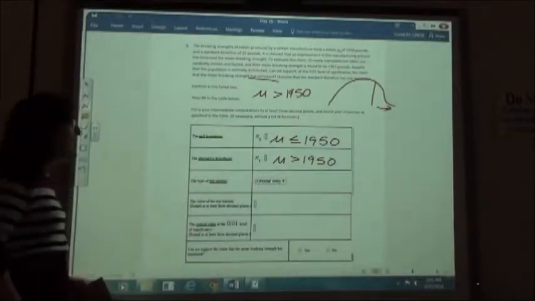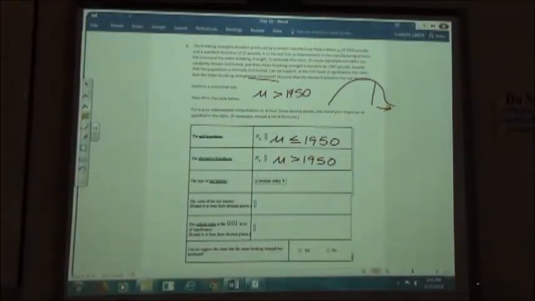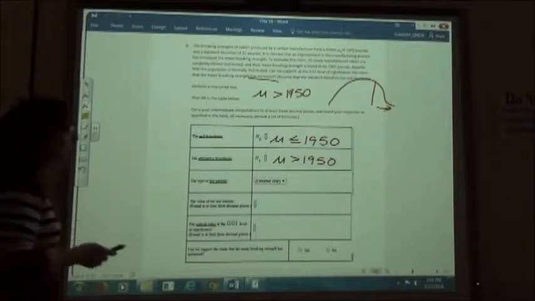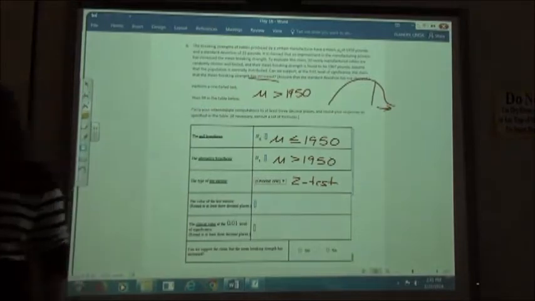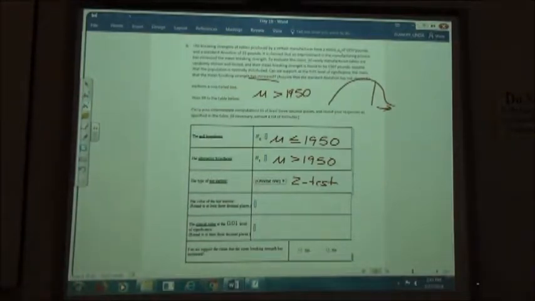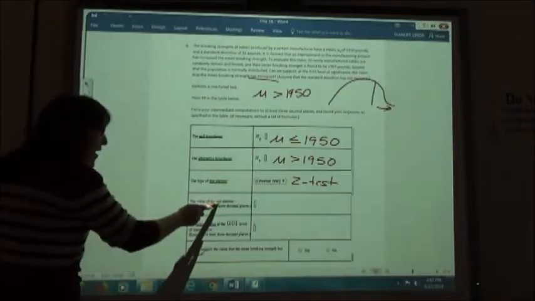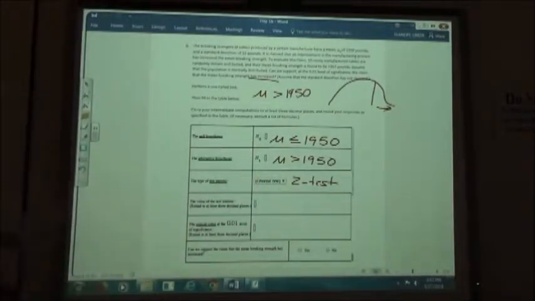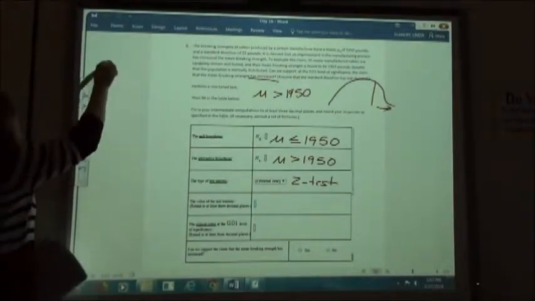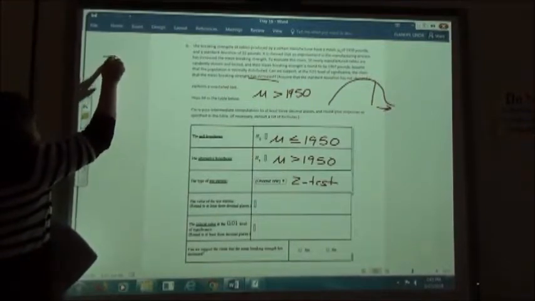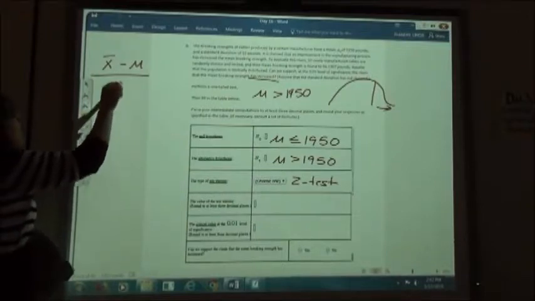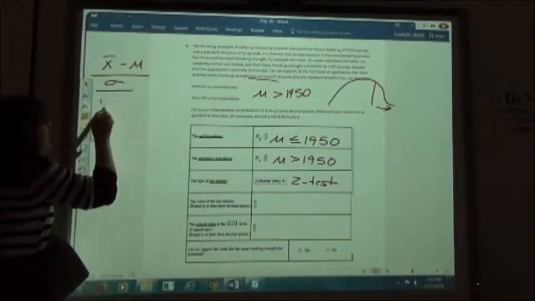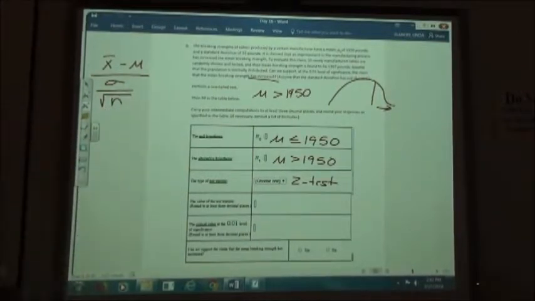Again, it's always going to ask you the type of test statistic you're finding. Since we know the standard deviation, we know we're doing the z-test. Our standard deviation is known. So again, we're going to find the value of the test statistic. This time I'll write the formula down right. I'm going to take my sample mean minus the given mean over the standard deviation divided by the square root of n.